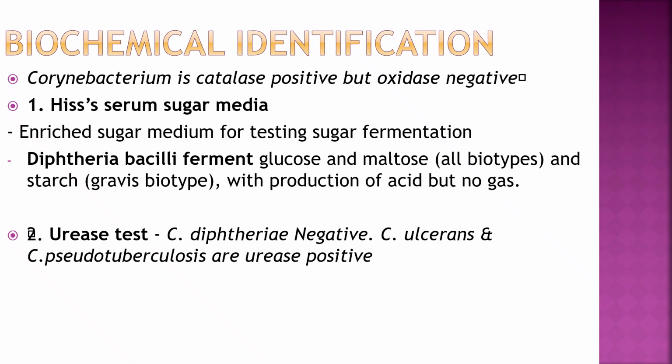In biochemical reactions for the identification of Corynebacterium diphtheriae, it is catalase positive but oxidase negative. On Hiss serum sugar media, used for testing sugar fermentation, diphtheria bacilli ferment glucose and maltose in all types, and starch is fermented by the Gravis type only, with production of acid and no gas. Urease test is negative in Corynebacterium diphtheriae, but it is positive in C. ulcerans and C. pseudotuberculosis.